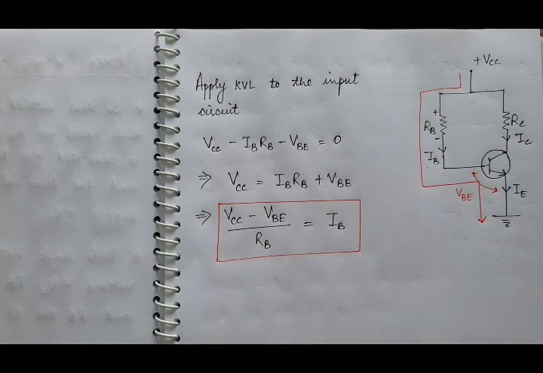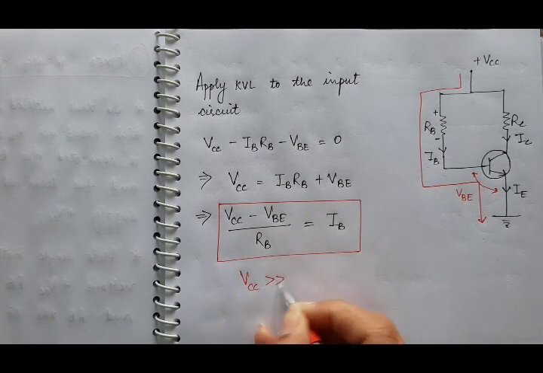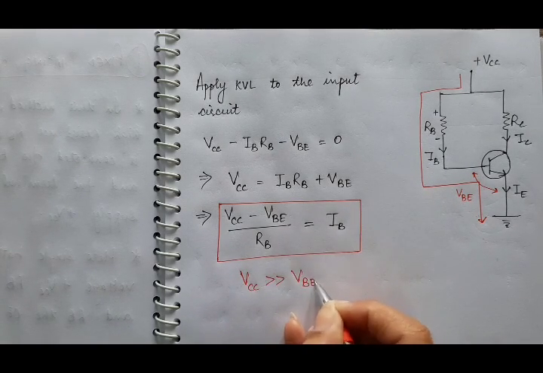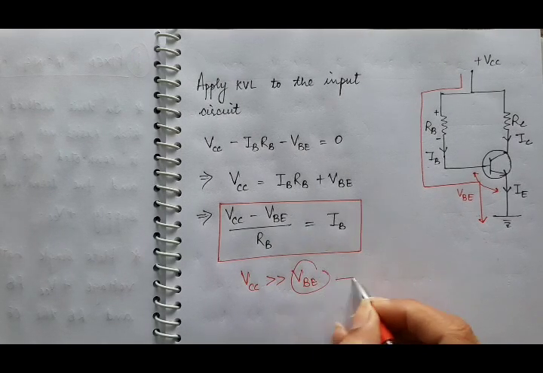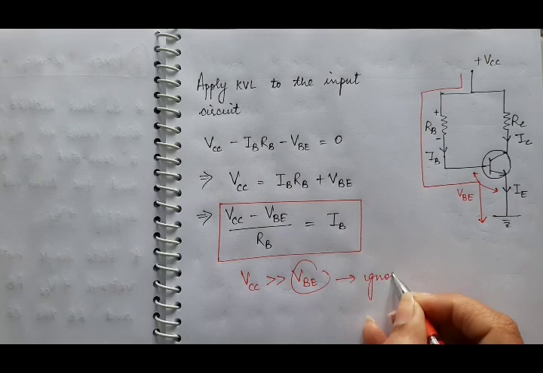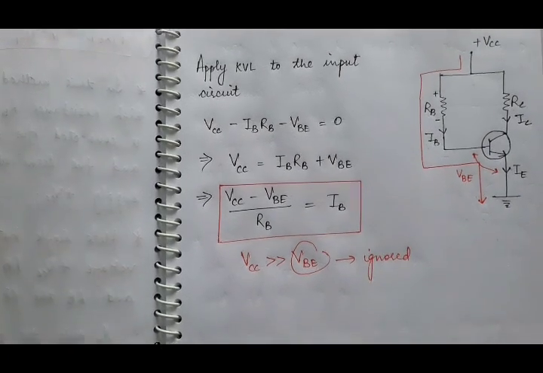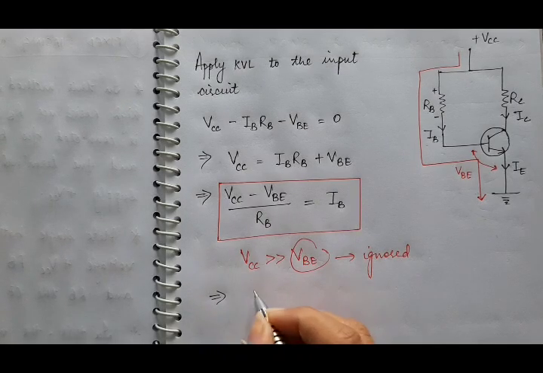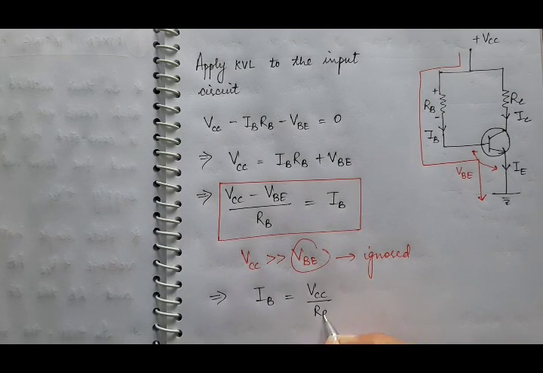So here in theory, we know that this VCC, its value is quite greater than this VBE. So that is why we will neglect this VBE as compared to VCC. So what will be the value of IB then? It will be VCC upon RB.